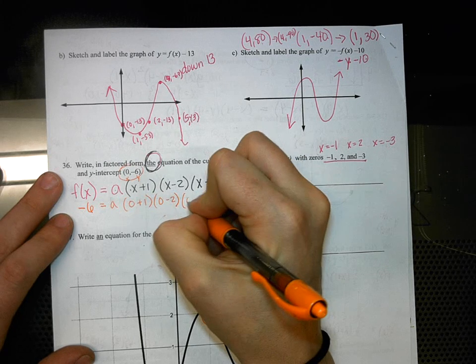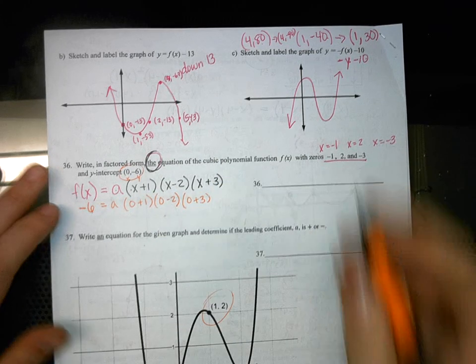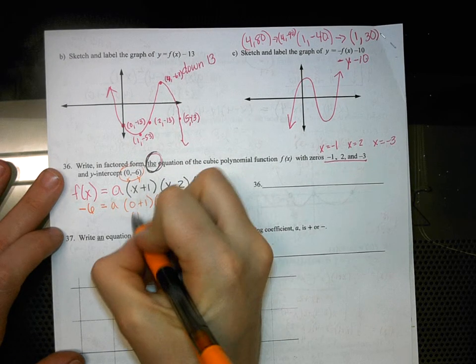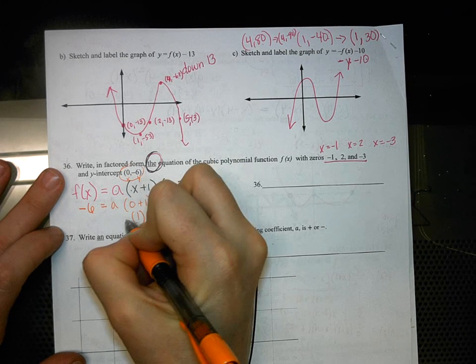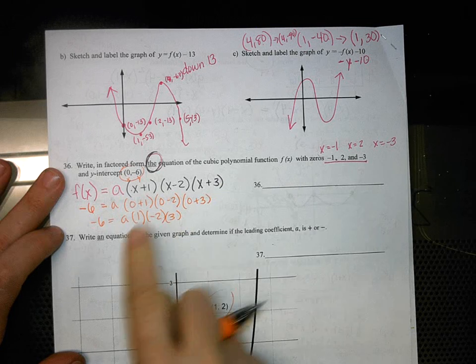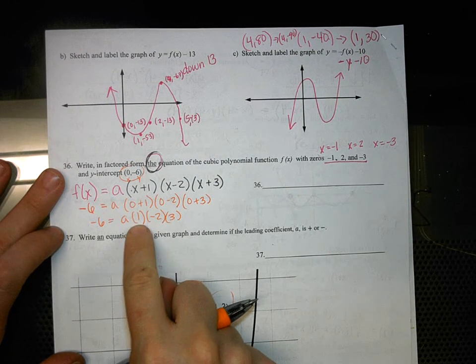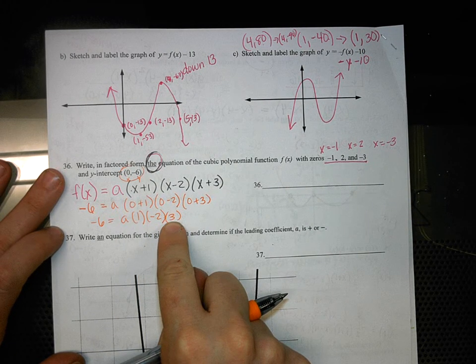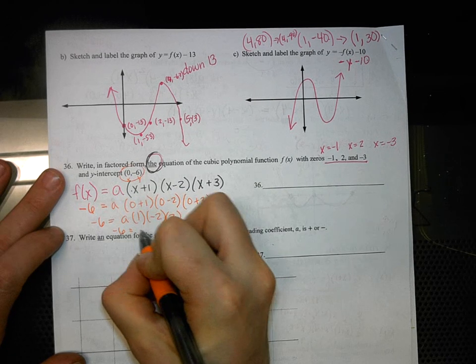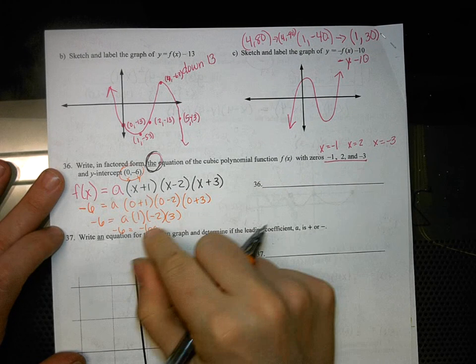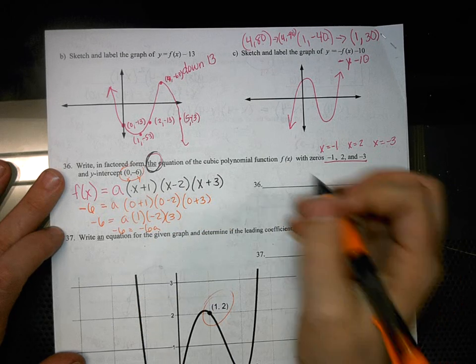0 plus 1 is 1. 0 minus 2 is -2. 0 plus 3 is 3. Then I multiply all these together. 1 times -2 times 3 is -6. So I get -6 equals -6a. If I divide by -6 on each side, I get a is equal to 1. So now I have solved and got my a value as 1.